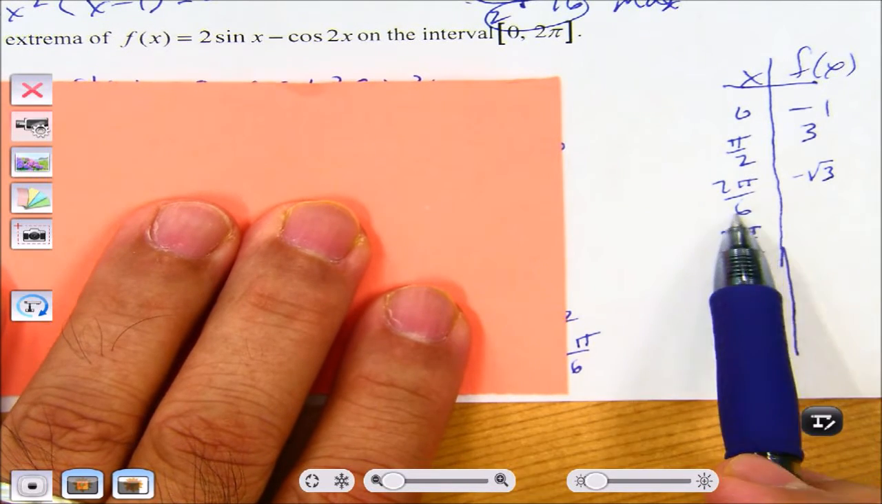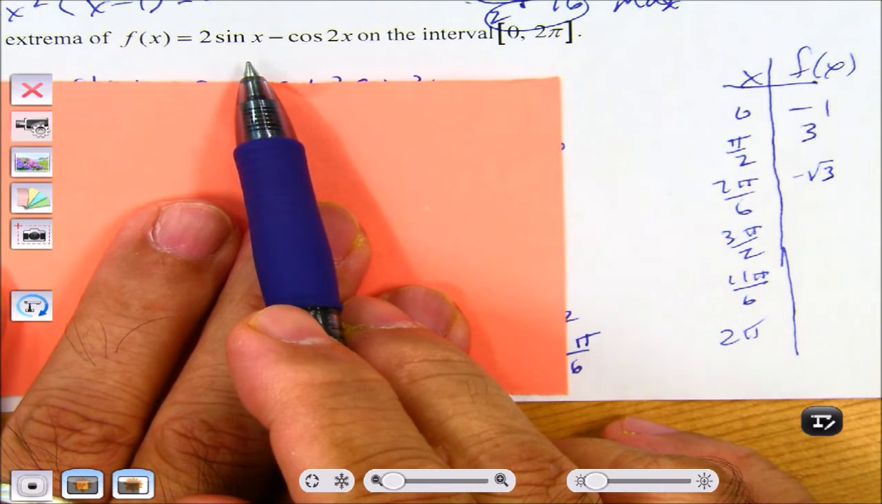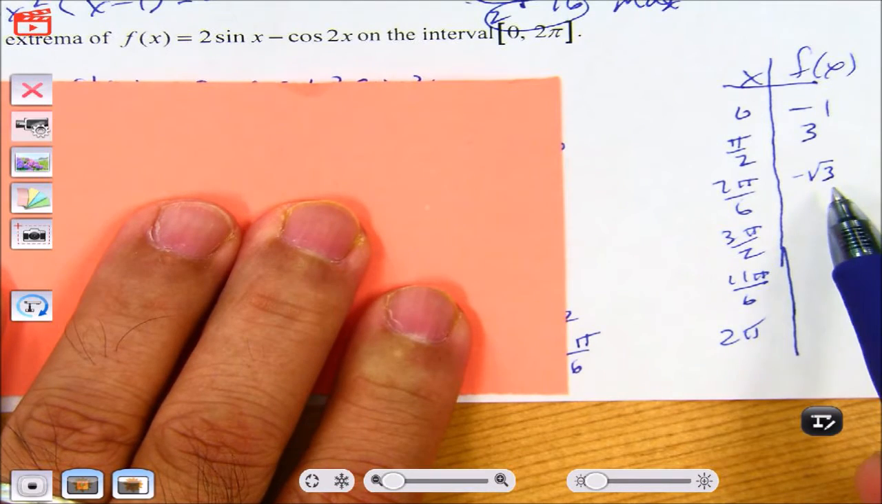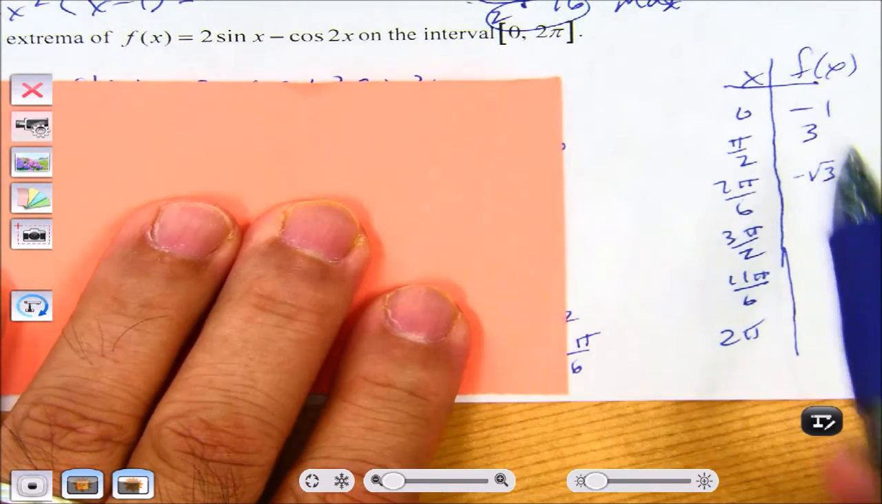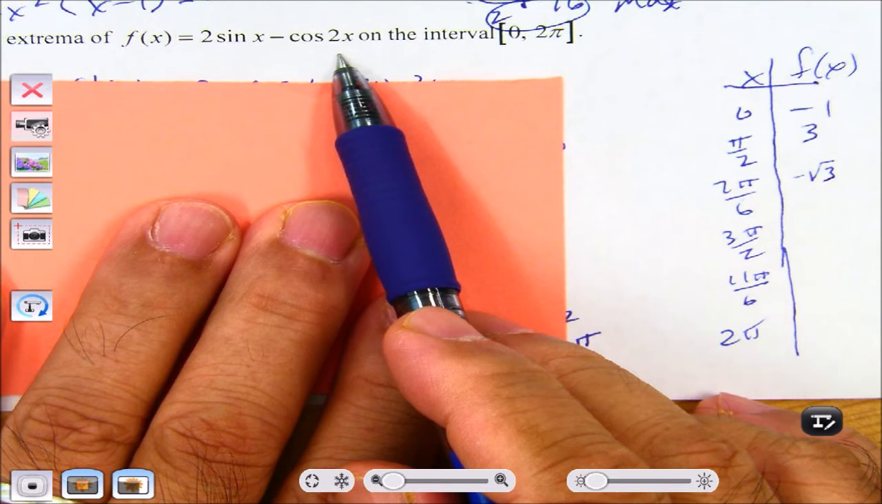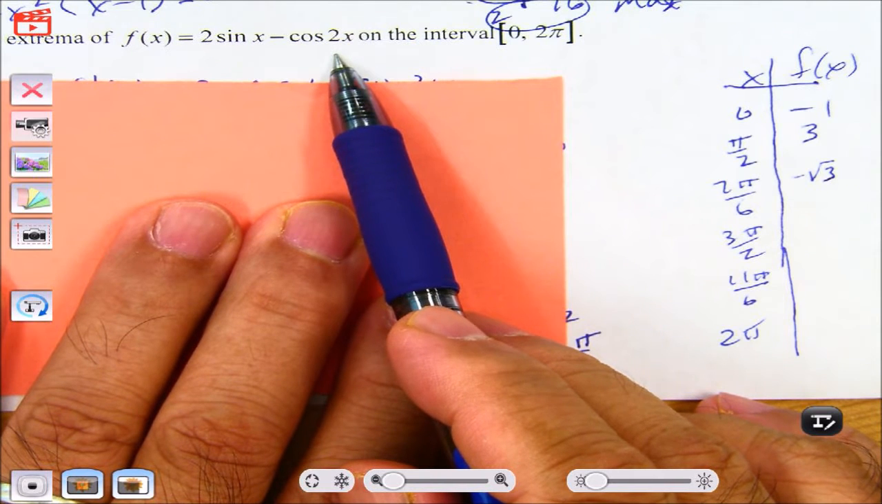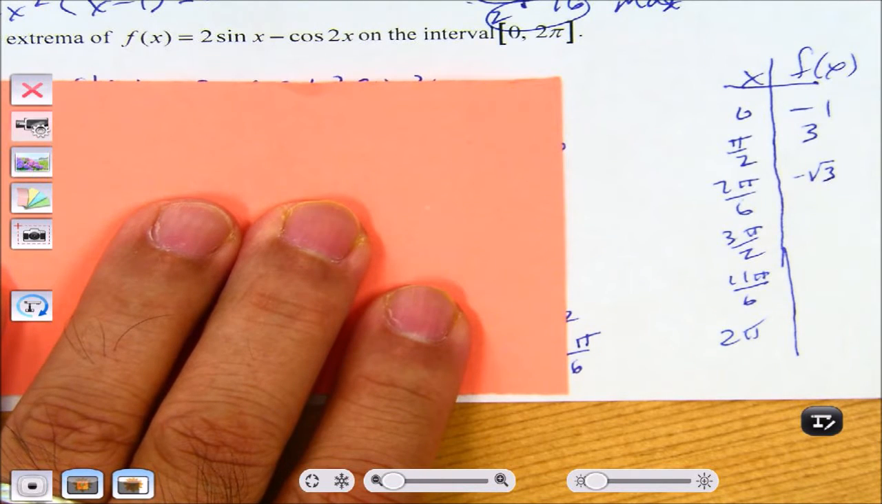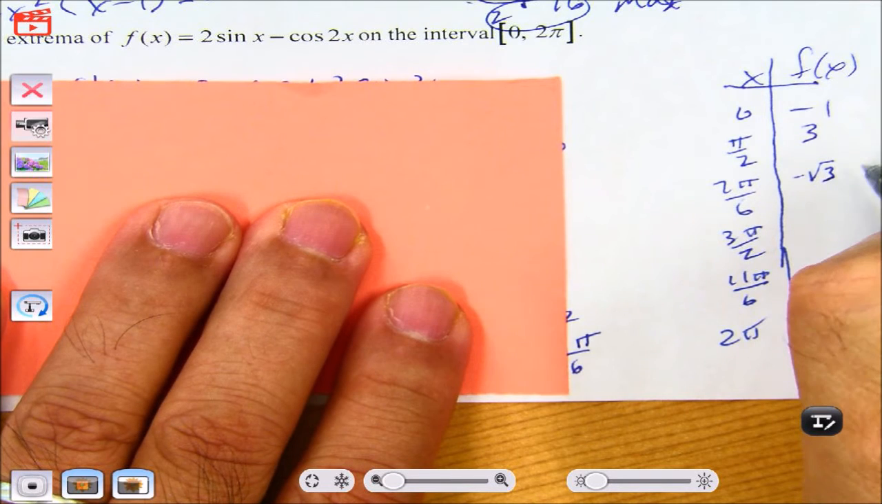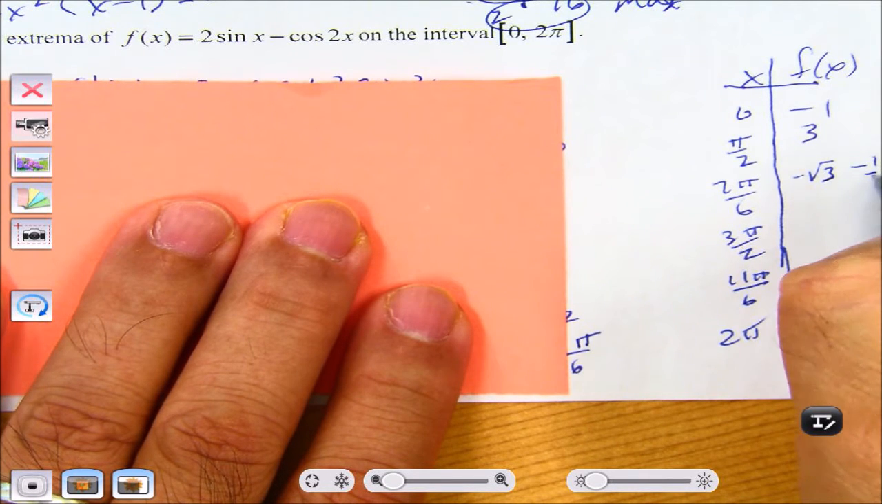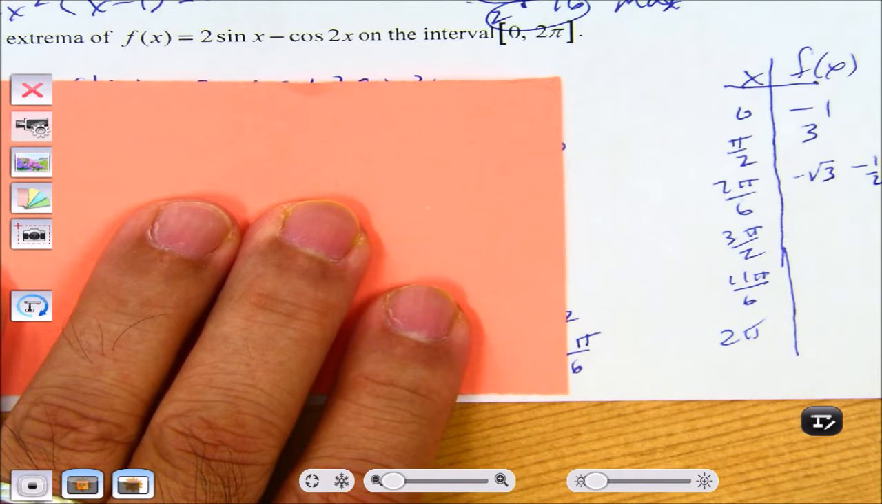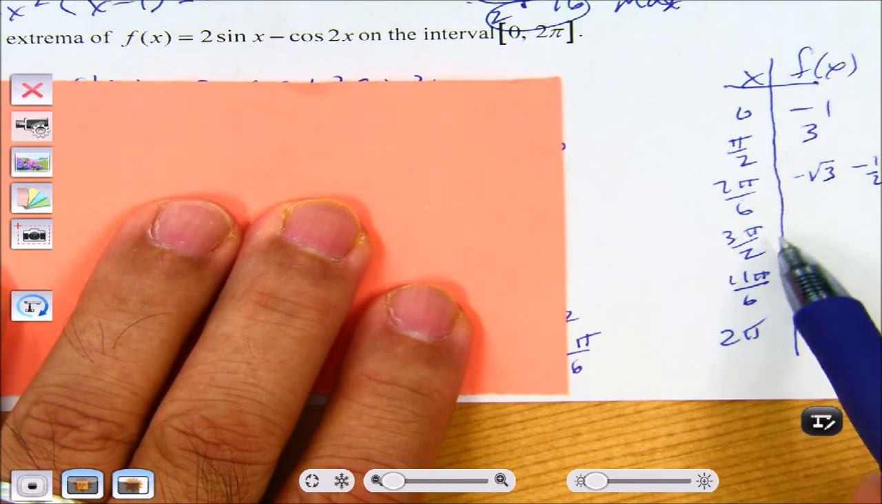All right, 7 pi over 6. That is negative root 3. Okay, no mistakes. Cosine of 7 pi over 3. What's cosine of 7 pi over 3? 7 pi over 3 is pi over 3, so that's 1 half. So it's minus a half. Anybody checking me? You guys killed me.